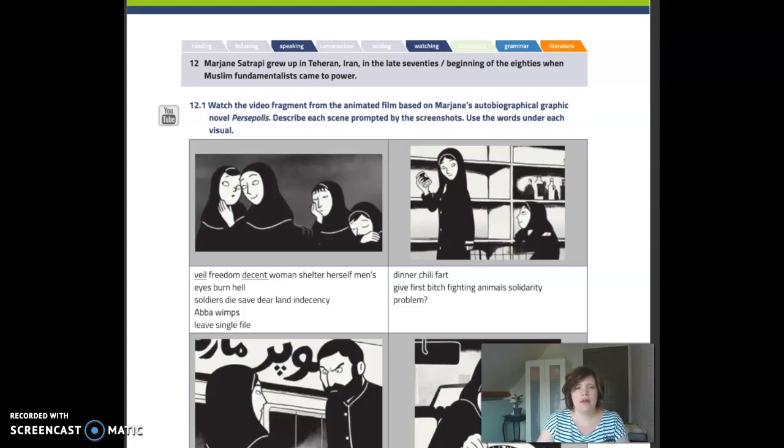Okay, let's now have a look at exercise 12. For that exercise, you first of all needed to watch a video fragment. I sent you the link as well so you could watch it. The video fragment comes from a graphic novel called Persepolis. And it's basically an animated version of what you would find in that graphic novel.